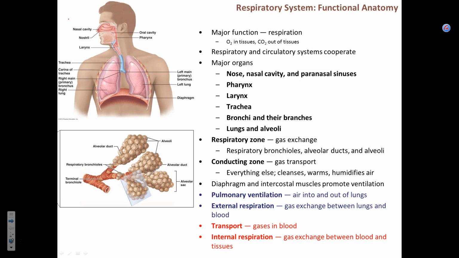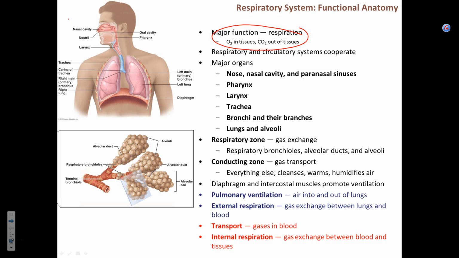So the whole function of the respiratory system is to deliver oxygen to the tissues and get carbon dioxide out of them. All the functions, all the physiology of the respiratory system is guided by these two objectives.